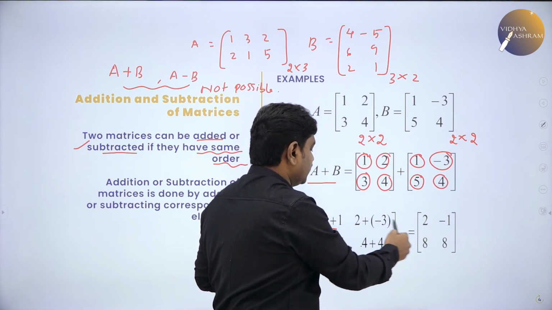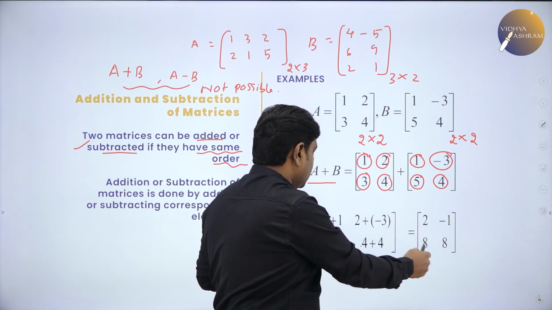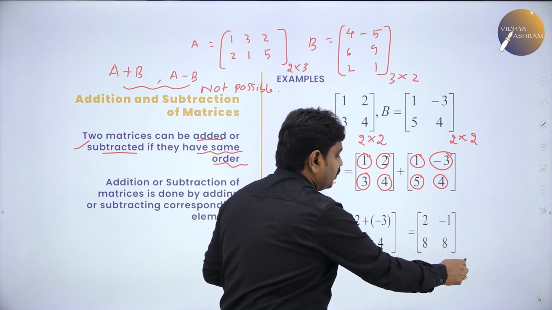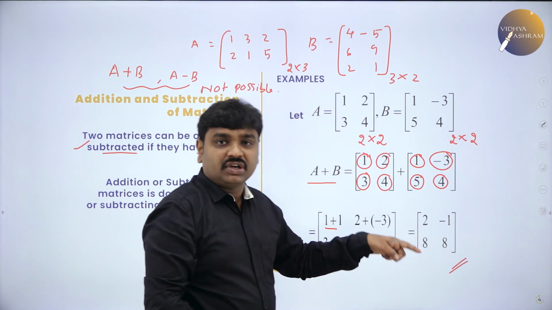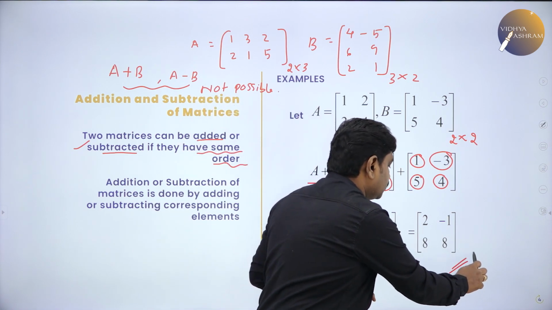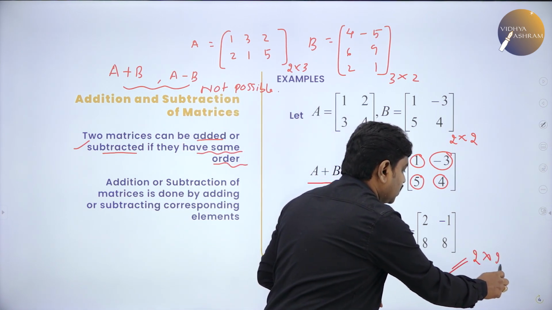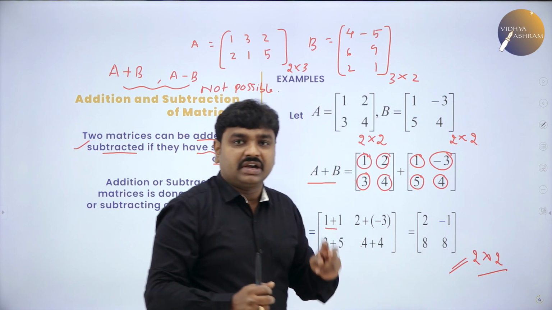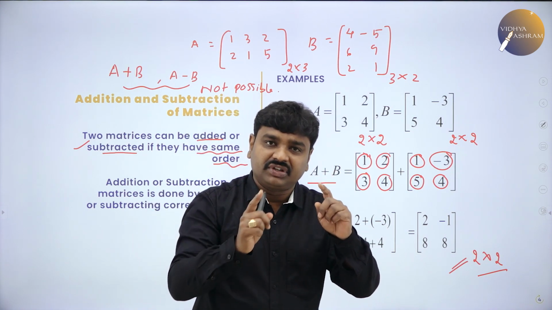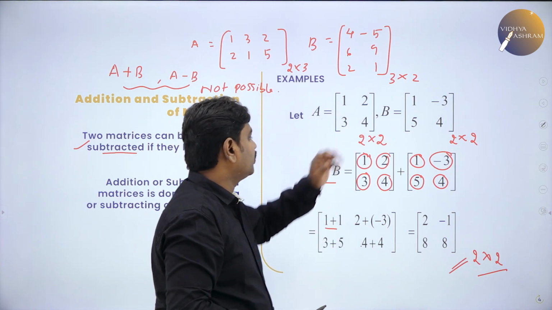1 plus 1 is 2, 2 minus 3 is minus 1, 3 plus 5 is 8, 4 plus 4 is 8. So now A plus B is a matrix. And after you add, order does not change. So order of the matrix is also same, 2 cross 2. We added A and B because they have same order. How to add? Corresponding elements we should add.